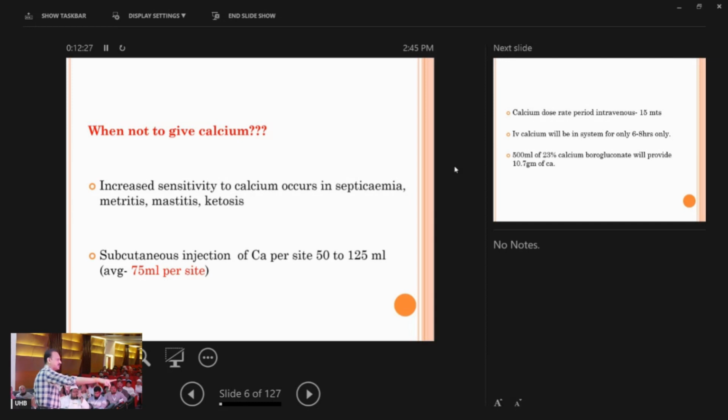For subcutaneous injection, you should give only, for example, 50 to 120 ml at an average site. Don't give 250 ml at a single site. Use multiple sites, 150 ml, 150 ml, and divide it like that.